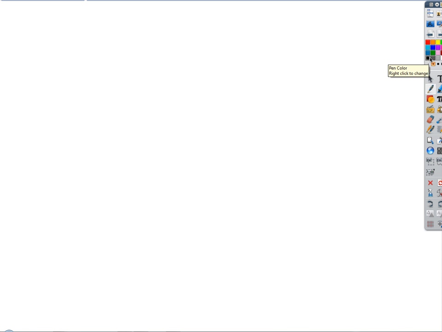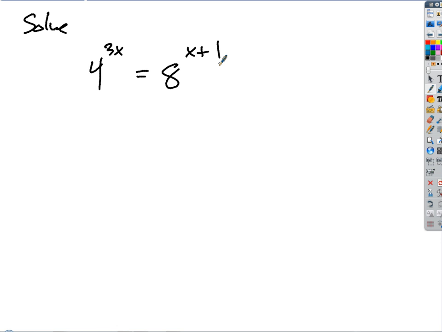Yeah. Real quick, so couple problems, and these are the kinds that you could see, and you already know how to do these. It's not a big deal. What if we want to solve something like 4 to the 3x equals 8 to the x plus 1? There's a really tricky way to do this.